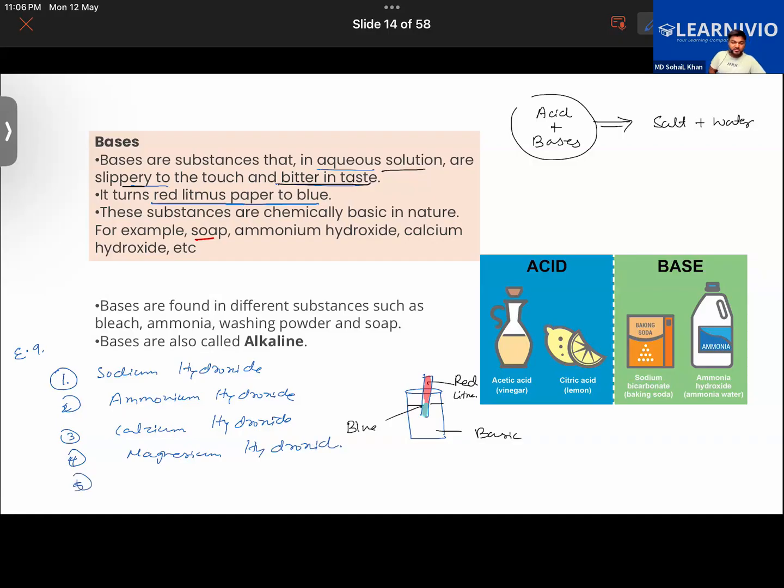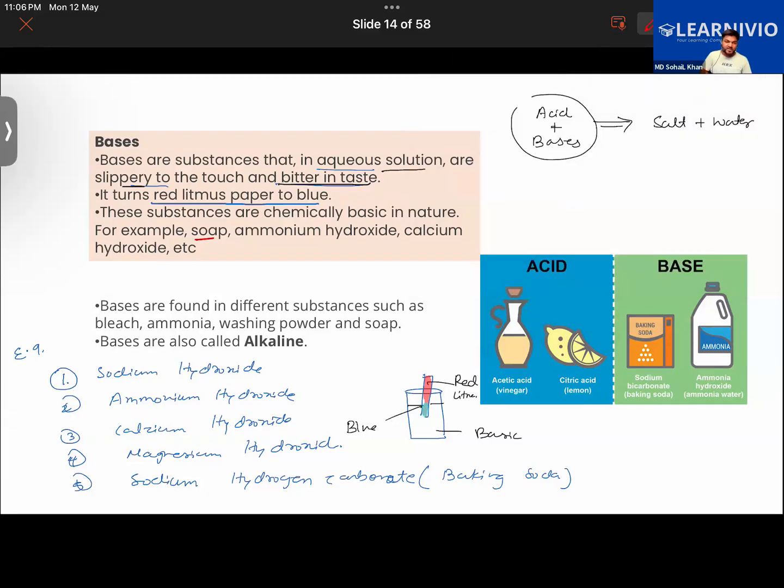Let me write one more example. You can take sodium hydrogen carbonate. And the last one which I have written, it's basically the chemical name of baking soda. Baking soda is the household common name which we use, but its chemical name is sodium hydrogen carbonate. So these are some of the things.